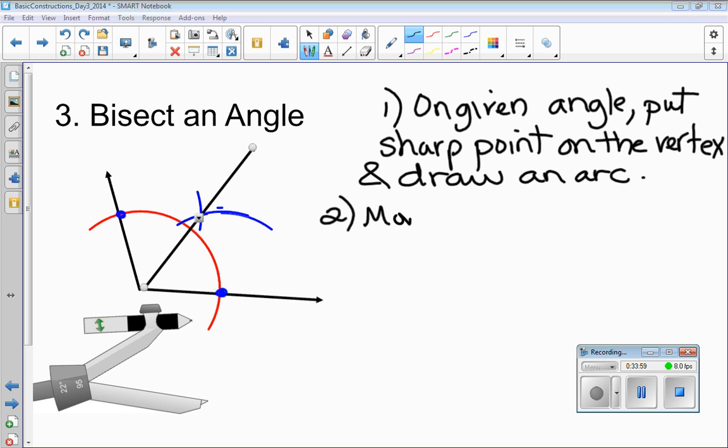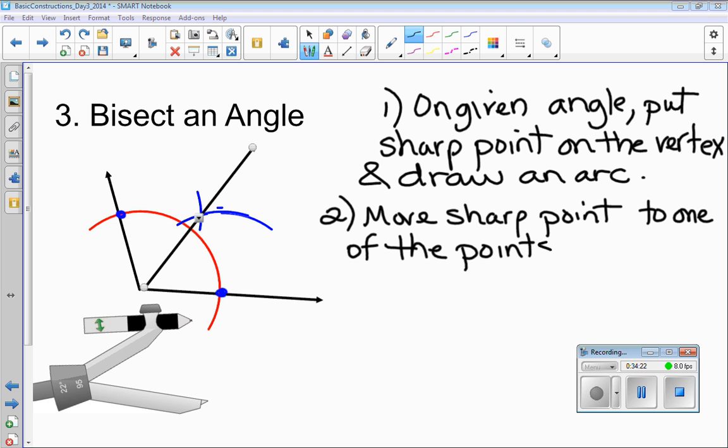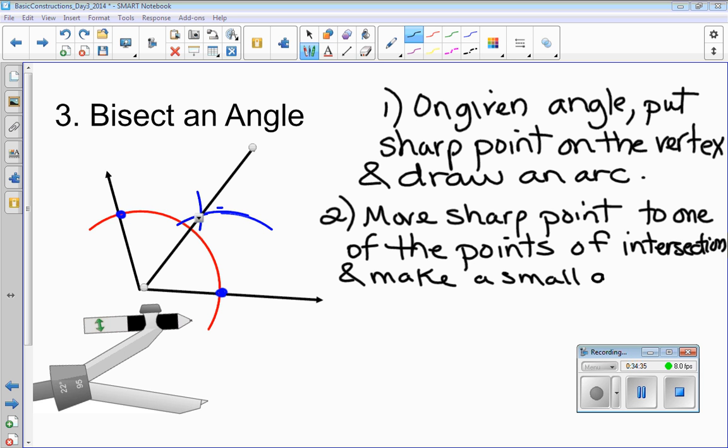Now I'm going to move the compass, move the sharp point to what? To one of the new points, one of the intersection points. I don't care which one. I think we started down here, didn't we? Okay? So move the sharp point of the compass to one of the points of intersection, and make a small arc in the middle of the angle.